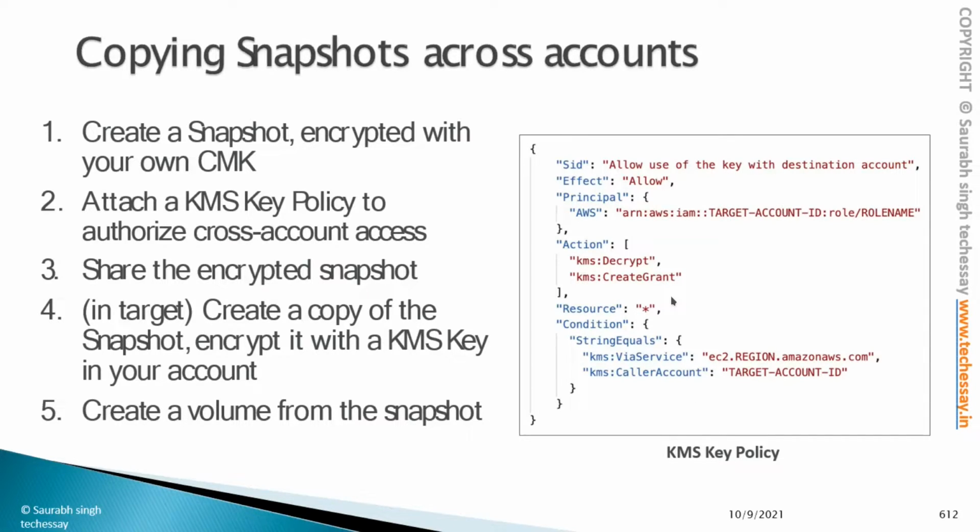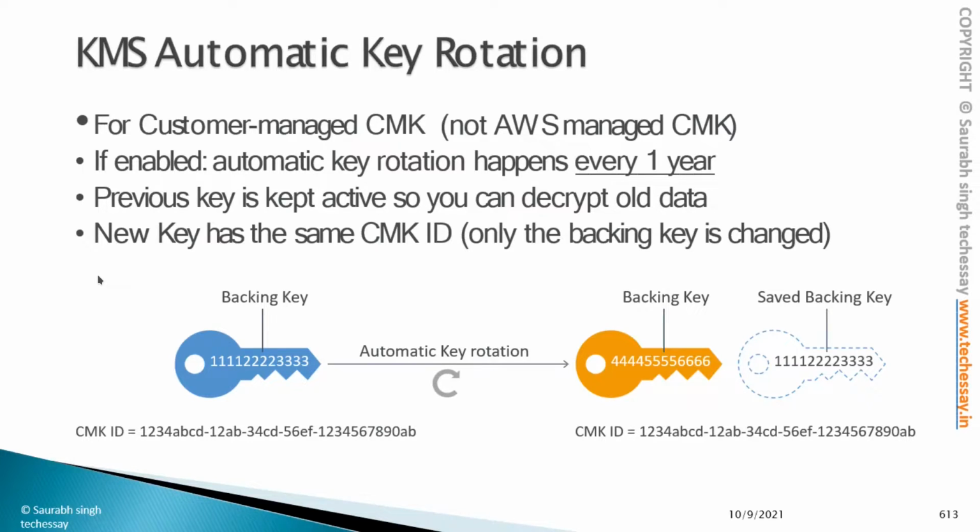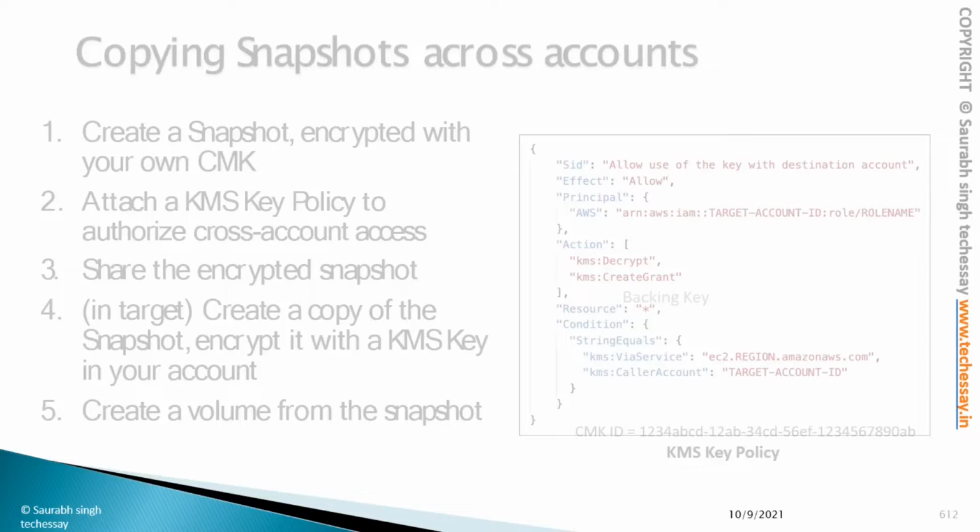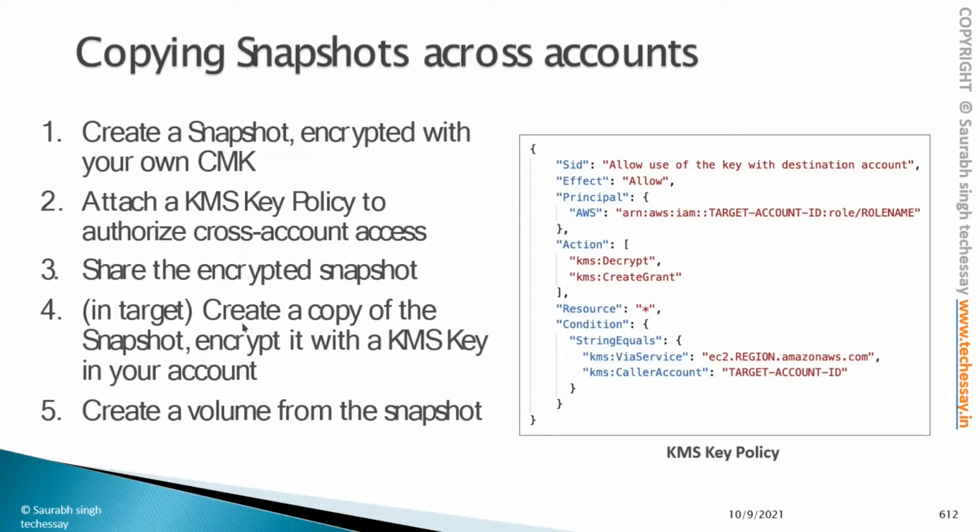So basically here is an example of copying a snapshot across accounts. Here we create a snapshot encrypted with our own customer master key, and we attach a KMS key policy to authorize cross-account access. Here we share the encrypted snapshot, and in the target account we create a copy of the snapshot and encrypt it with a KMS key in our account, and here we create a volume from the snapshot.